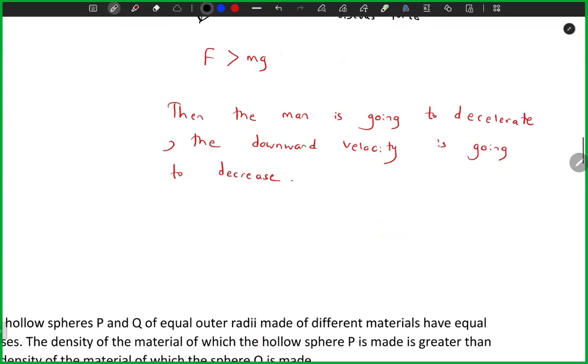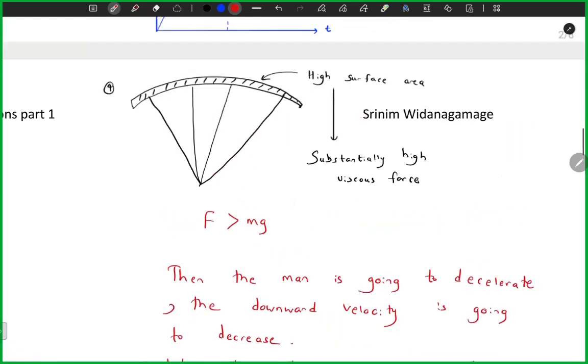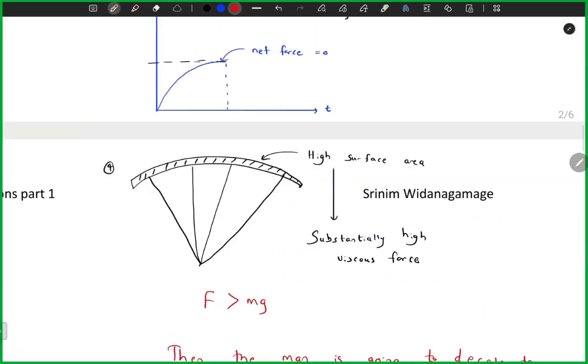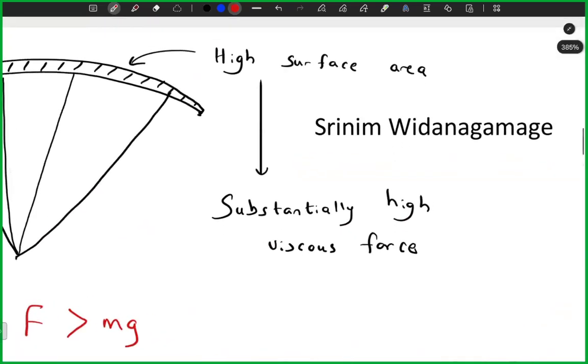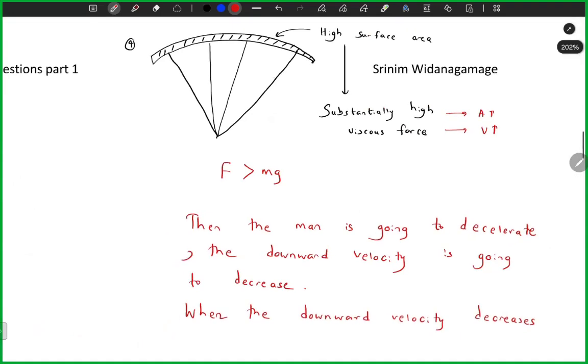Now listen carefully. When the downward velocity decreases, what happens? This is a very important part. Now, the parachute is going down. Yeah, there was a very high, substantial viscous force. This viscous force is high for two reasons. One reason is the velocity is high. The other reason is the area is high. Okay?